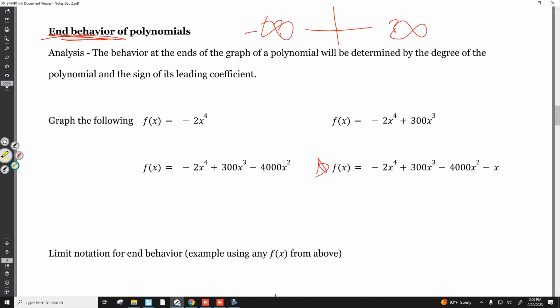You were told from previous math classes that the behavior at the ends will be determined by the degree of the polynomial. The degree of the polynomial is the largest degree term and the sign of its leading coefficient. You were told that if you have that big polynomial in that bottom right corner, you only had to pay attention to negative 2x to the fourth.